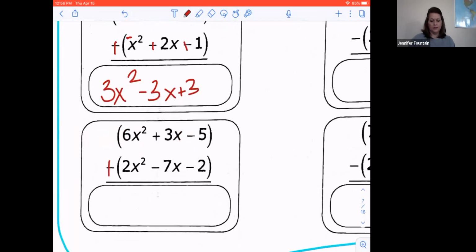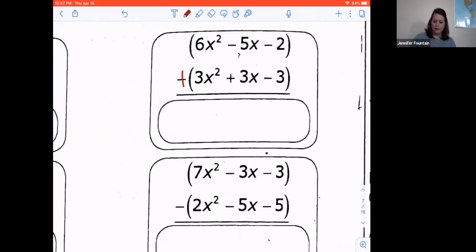Again, I'll change my signs by plus, minus, plus, plus. So now I have 4x squared plus 10x minus 3. And then the other two, add the opposite. So I have 6x squared minus 3x squared is 3x squared. Negative 5x plus a negative 3x is negative 8x, and negative 2 plus a positive 3 is plus 1.